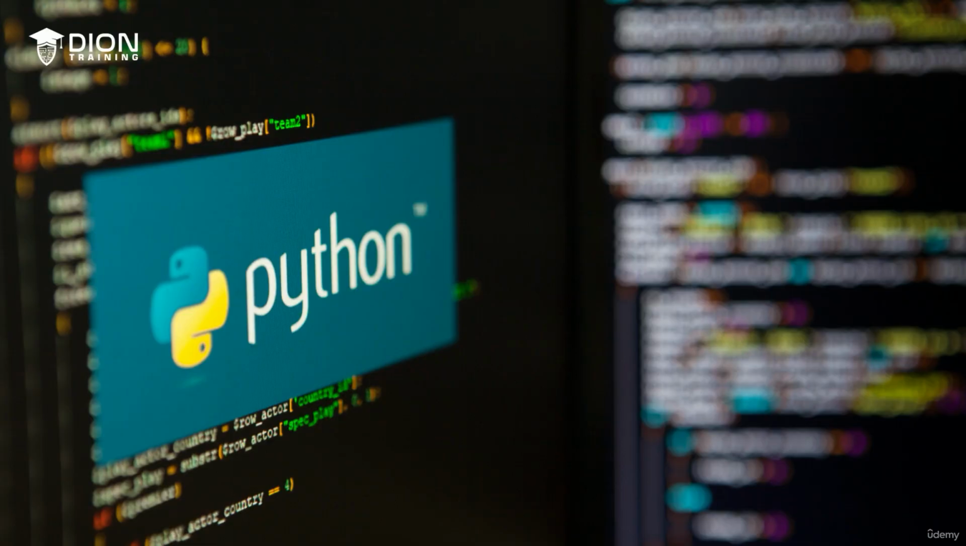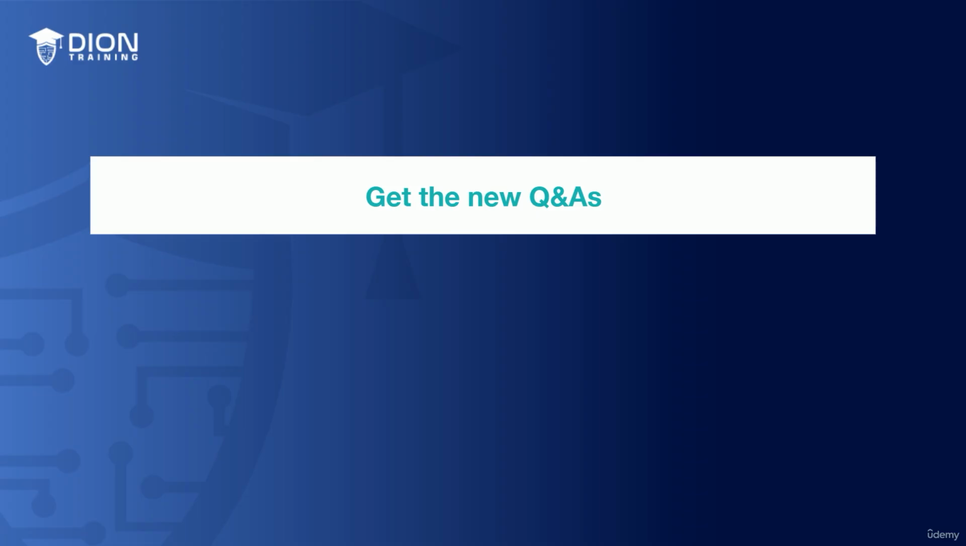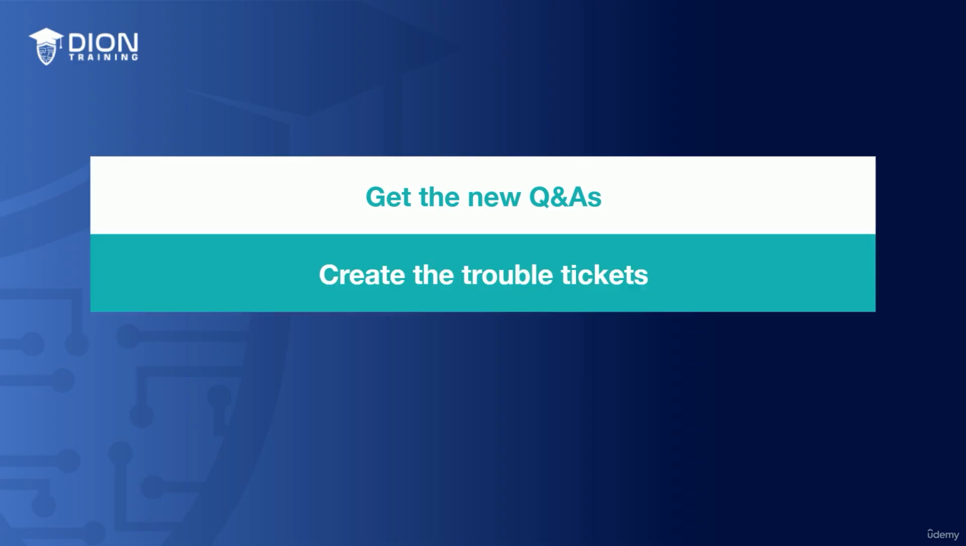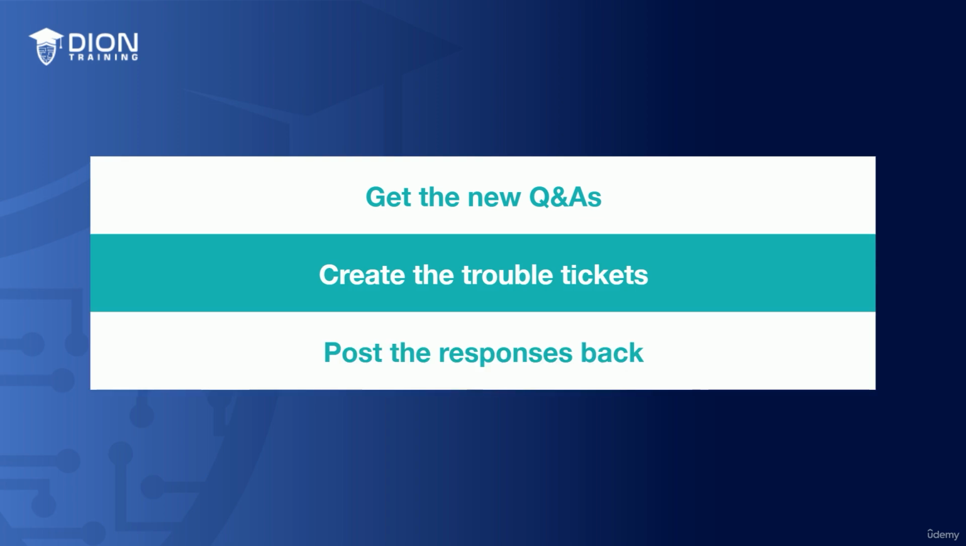This is the type of integration that you can do using an API, and in this case, the entire integration program is less than 150 lines of Python code running in a serverless AWS Lambda environment. The entire thing took us about 1 to 2 weeks to create, test, and deploy, and it only costs us about $1 per month to run this code every 4 hours to get the new Q&As, create the trouble tickets, and post the responses back to the Q&A section once our team answers them.